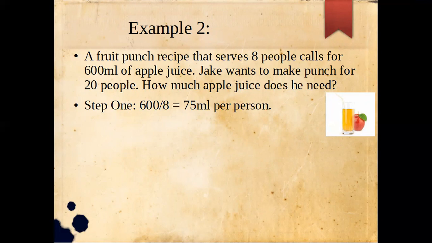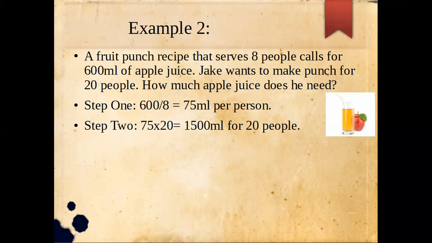So now we need to multiply to find all. We get 75 times the number of people we're trying to make punch for, which is 20. Then we get 1,500 milliliters for 20 people. And that is our final answer. 20 people is 1,500 milliliters of apple juice.